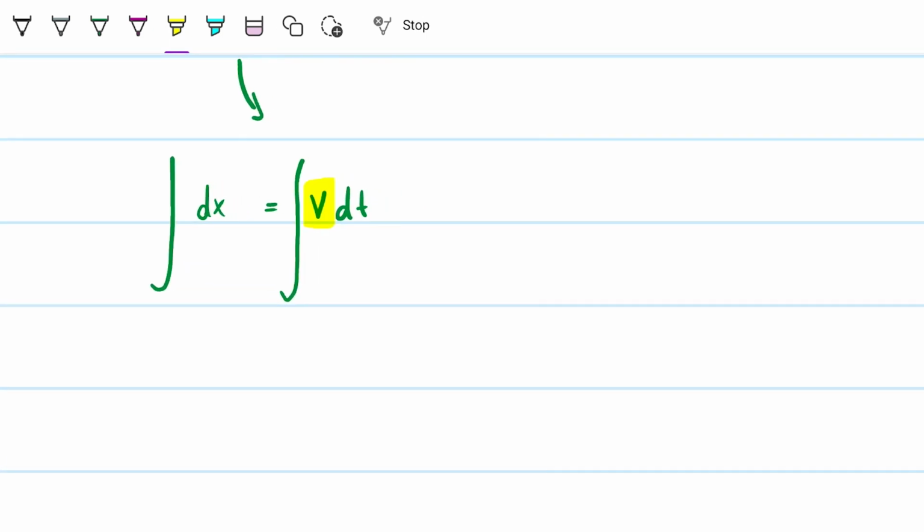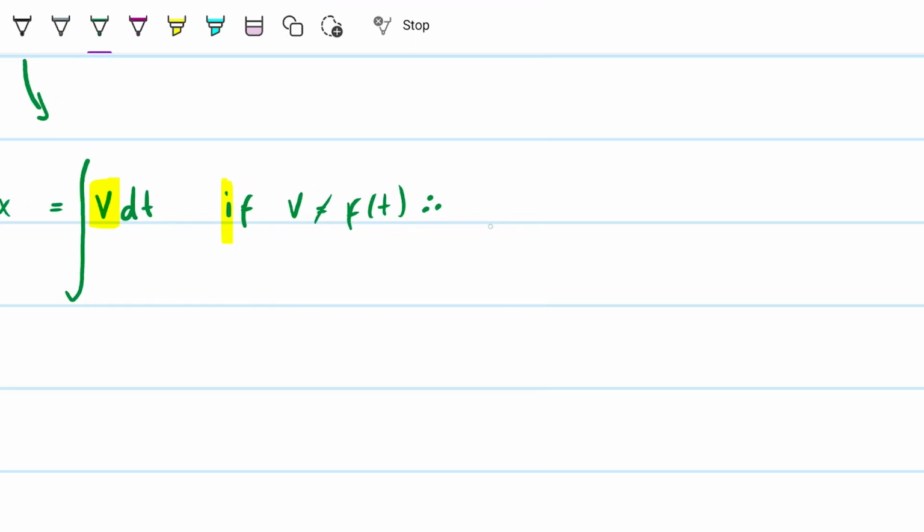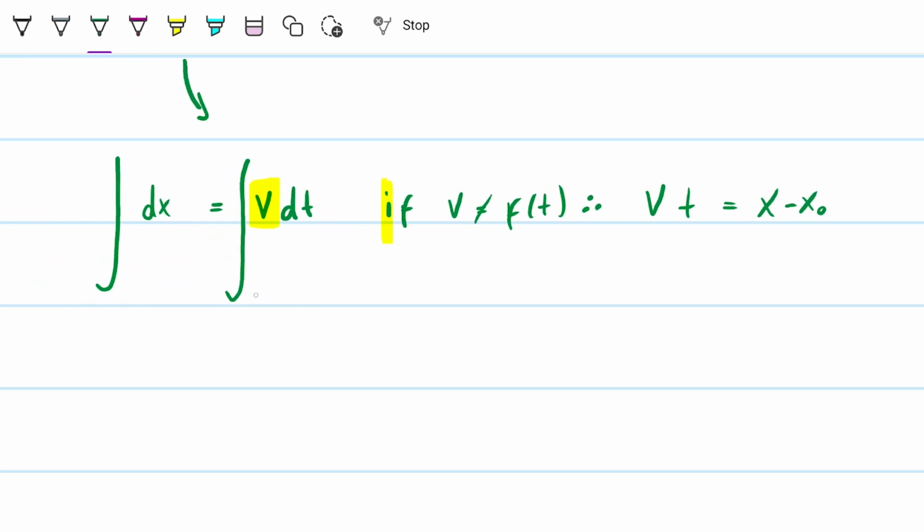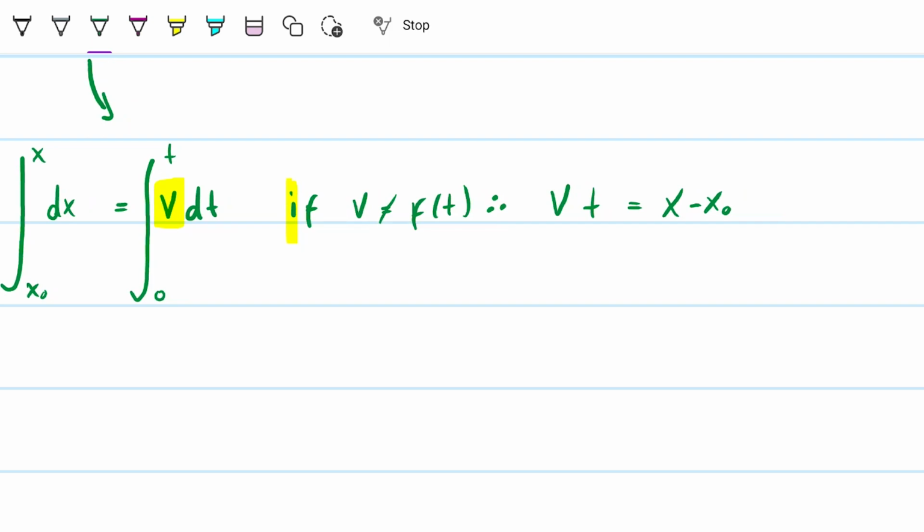Let's write it down. If velocity is not a function of time, then the integral gives velocity times the time will be equal to the difference in position, if we're going from a time of 0 all the way to t, from the original position all the way to any position that I want. So if it's not a function of time, then this velocity here does not care about this integral. It leaves the integral, and I'm only integrating dt, which is going to give me time.